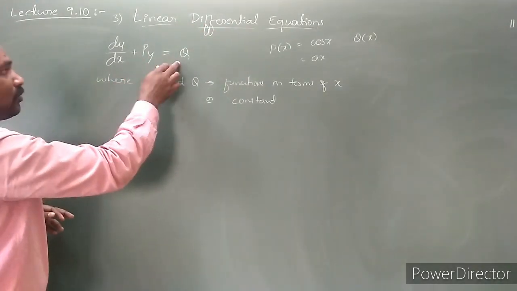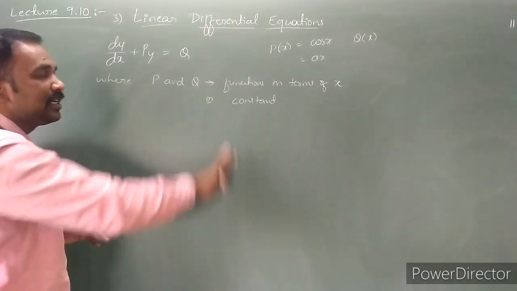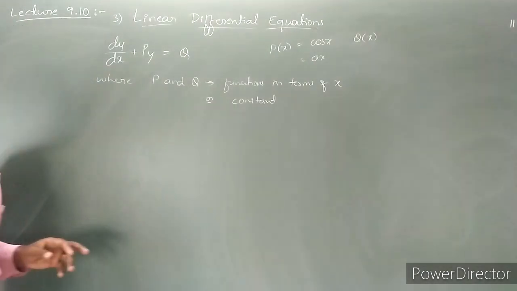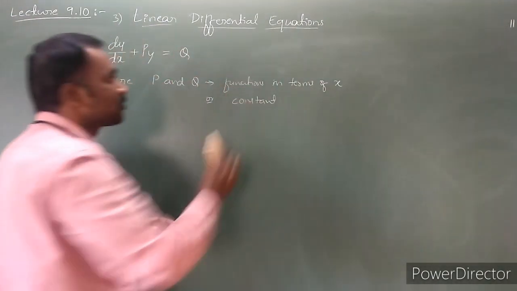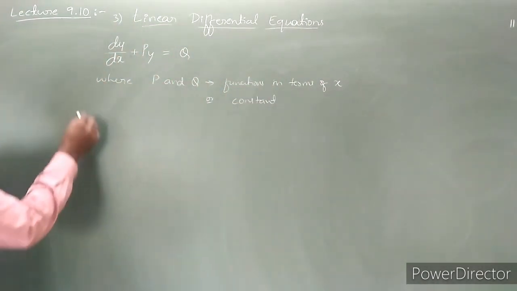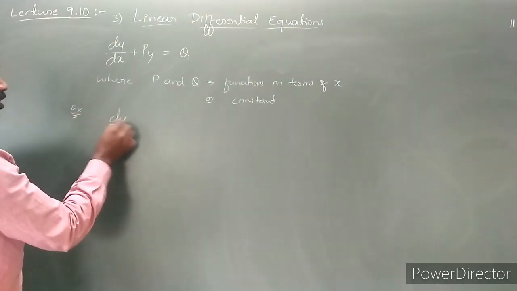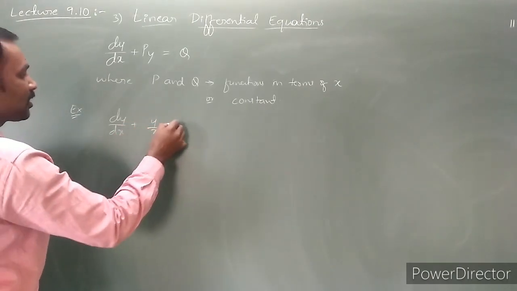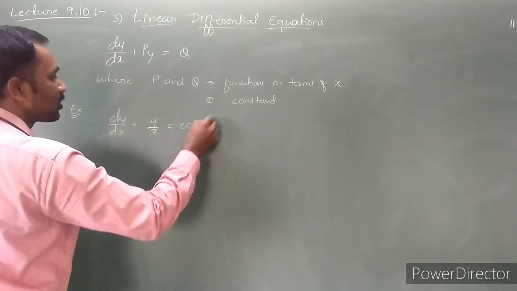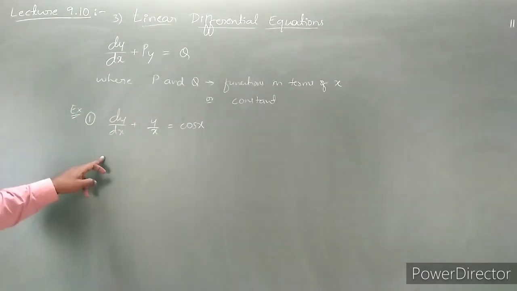Then, what are the p and q values? P and q are either in terms of x or any constant. So what is an example? You can say dy by dx plus y by x is equal to cos of x. This is a particular example of a linear differential equation.